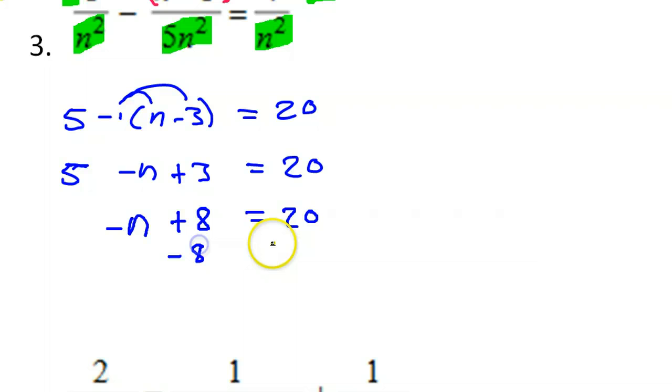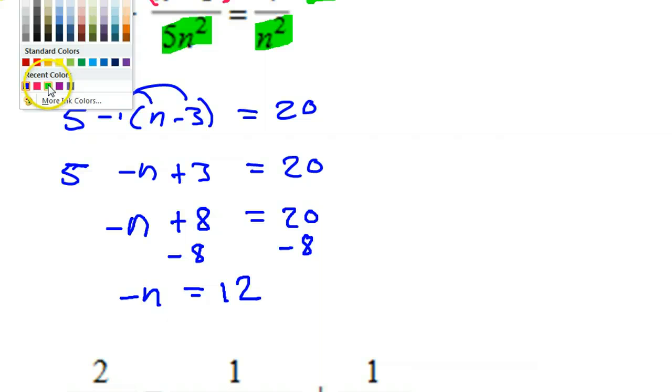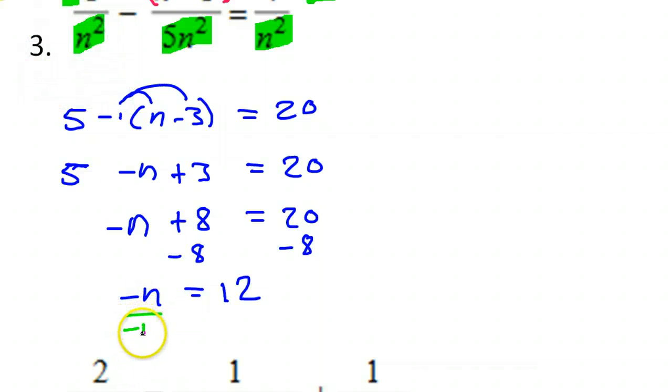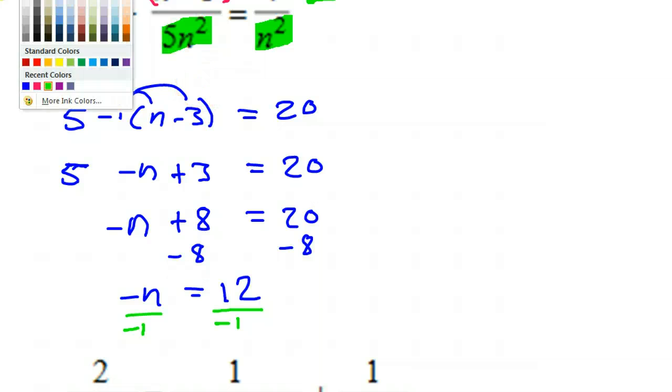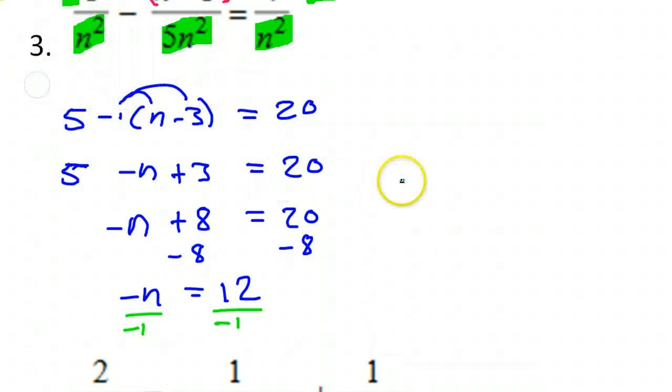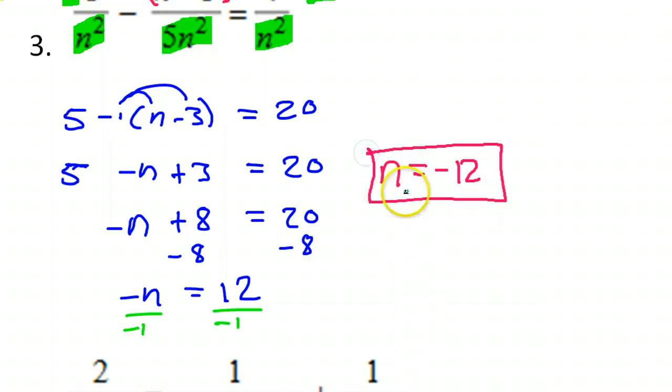And I'm going to subtract 8 from both sides. So that's going to give me negative n is equal to 12. But then I'm going to divide both sides by negative 1, because you can't have a negative n sitting there. Alright, so that's going to give me n is equal to negative 12. So that's probably the solution, as long as that's not one of our restricted values.